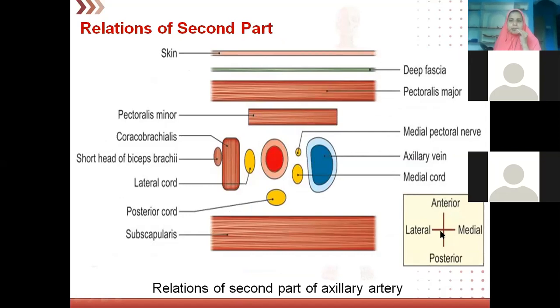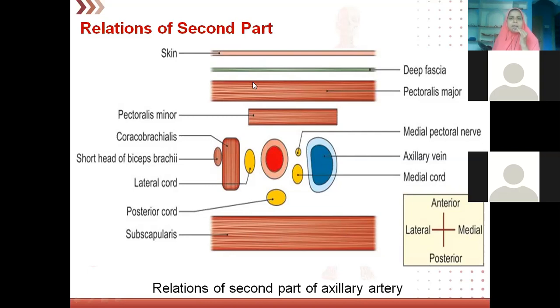So all these, now suppose if you take this center point as our axillary artery, in front we have all these anterior relations. We have skin, deep fascia, which is nothing but the pectoral fascia covering the pectoralis major. Then below that we have pectoralis minor. So these structures form the anterior relations. Now coming to these structures, these form the posterior relations. What are the structures forming posterior relations? We have subscapularis, then we have the posterior cord of the brachial plexus.